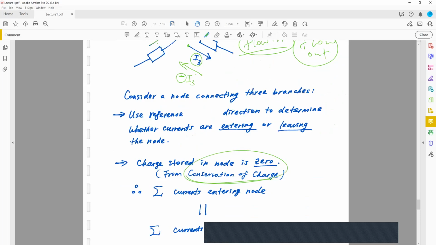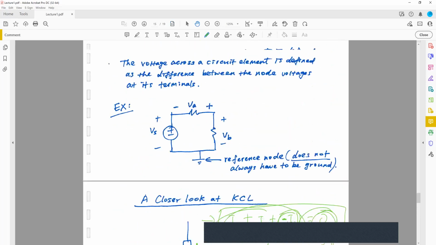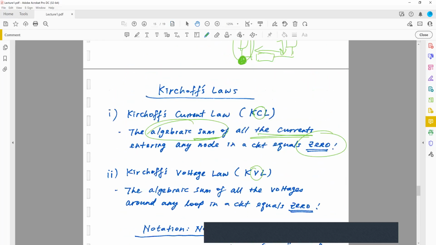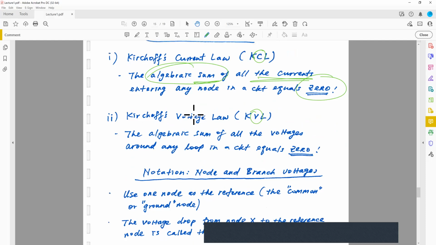It's a very important concept, something that you learn in your physics class: charge conservation, conservation of charge. So that's that for KCL. Pretty straightforward, I hope. All we are doing here is following the definition word by word, and we tackle it step by step: algebraic sum of all the currents. The next one is KVL.